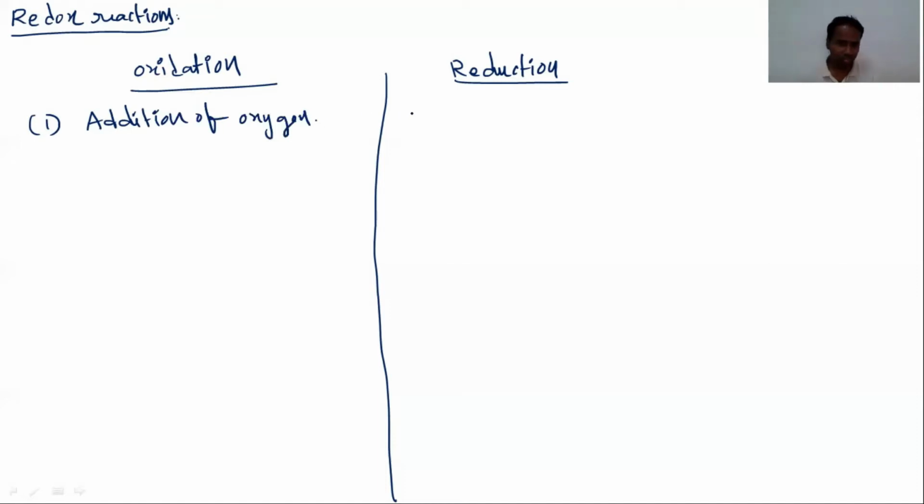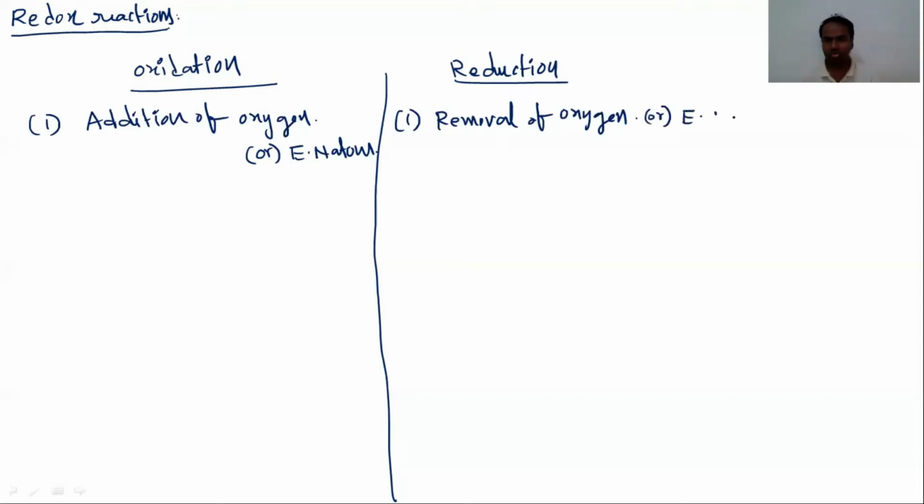The definition of reduction is completely opposite to oxidation. Here, if it is addition, this side reduction is removal of oxygen. Instead of writing oxygen, you can write the more electronegative atom here. EN indicates electronegative atom. So removal of oxygen or removal of electronegative atom.